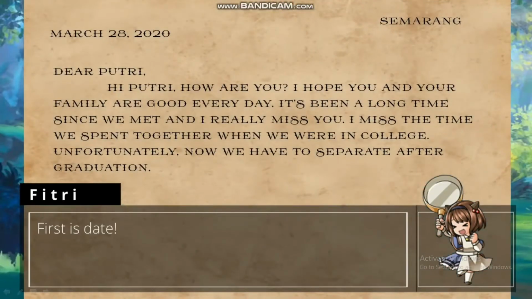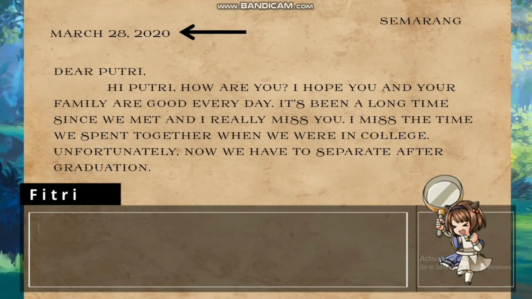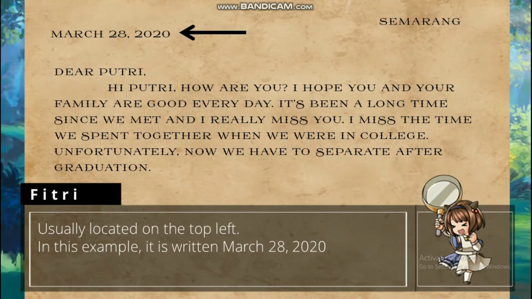First is date. Date is when this letter was written, usually located on the top left. In this example, it is written March 28, 2020.